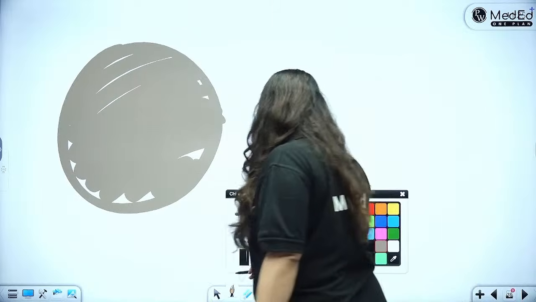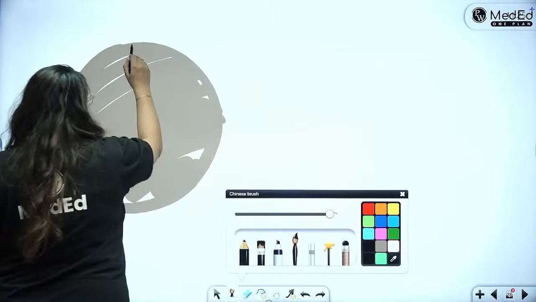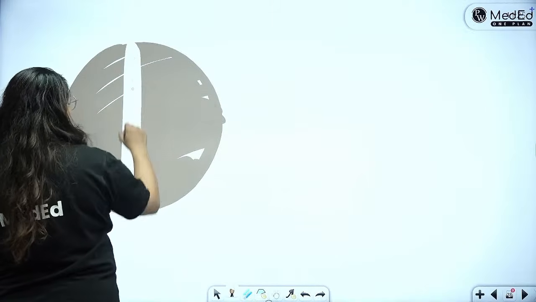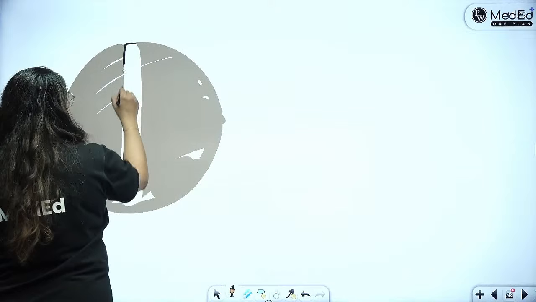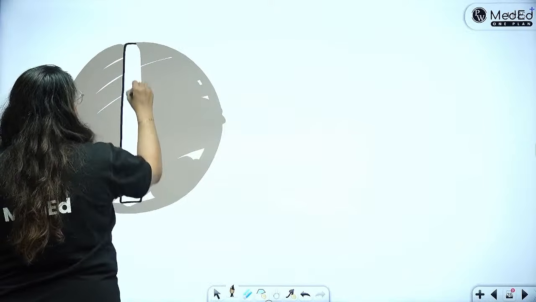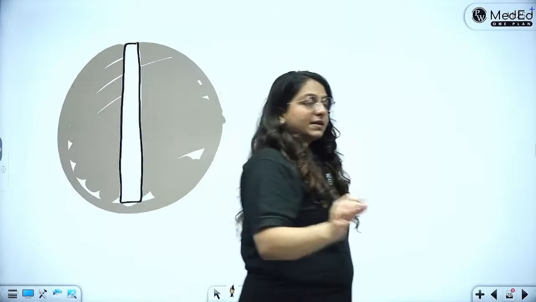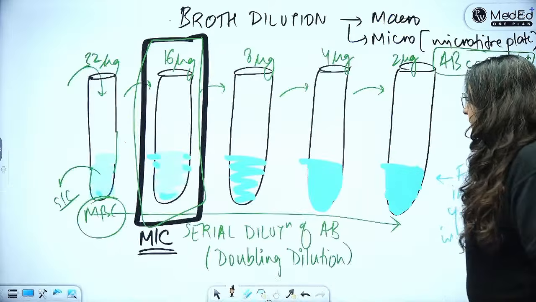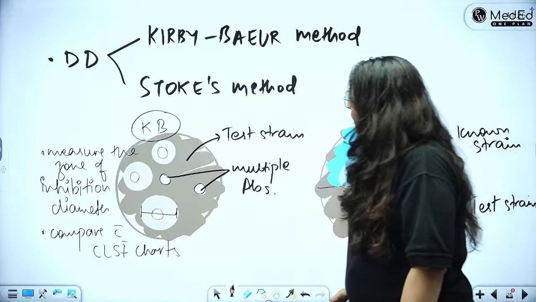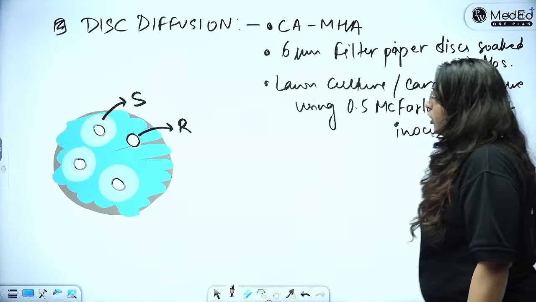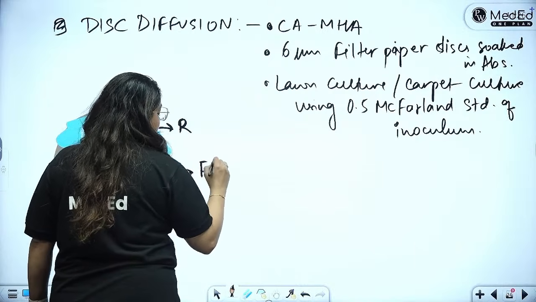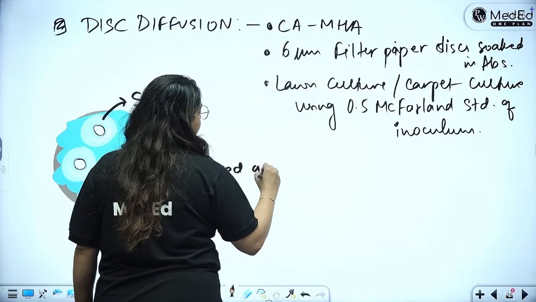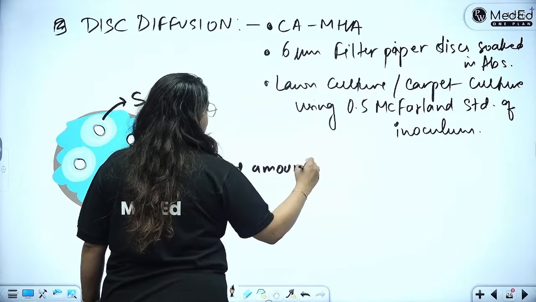So what will I do? I will take a filter paper. This filter paper is soaked with antibiotics in a gradient, right? So what was happening in the discs? In the disc, you had a fixed amount of antibiotic. So suppose one disc has around 3 microliters of antibiotic. So that's it.